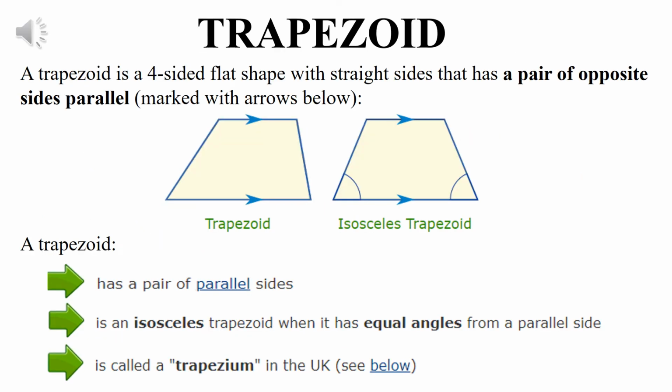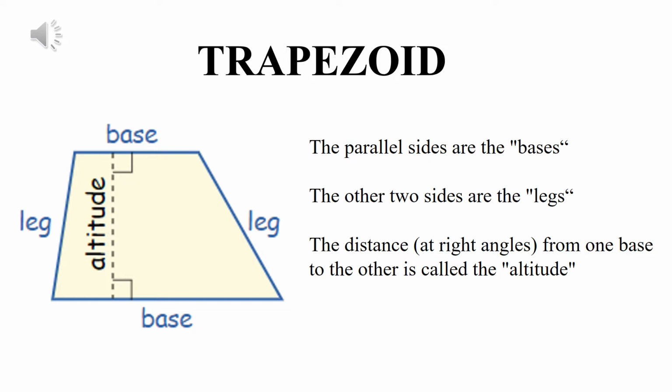Trapezoid. A trapezoid is a four-sided flat shape with straight sides that has a pair of opposite sides parallel, marked with arrows below. It is an isosceles trapezoid when it has equal angles from a parallel side. It is called a trapezium in the UK. The parallel sides are the bases. The other two sides are the legs. The distance at right angles from one base to another is called the altitude.